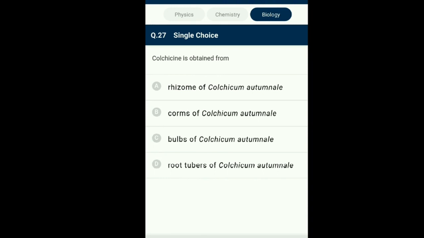Colchicine is produced by a flowering plant, Colchicum autumnale. The alkaloid is obtained from the bulb-like corm formed from the plant. This plant is considered deadly poisonous due to its colchicine content. So the answer is option B, corms of Colchicum autumnale.